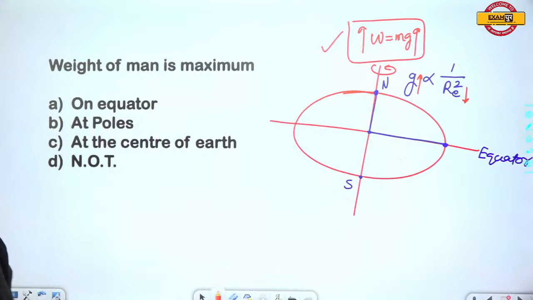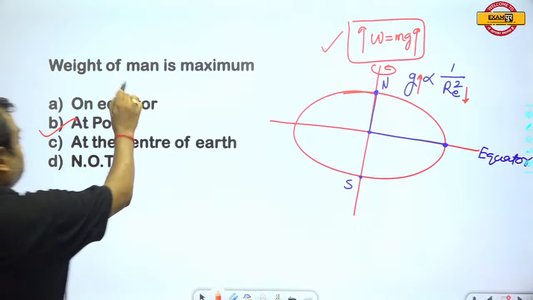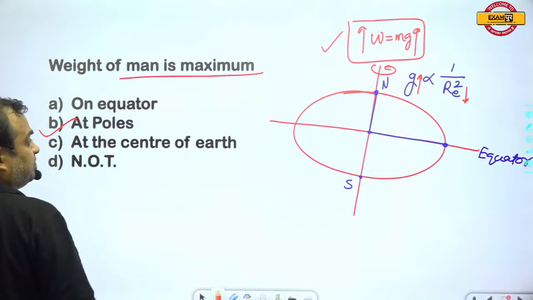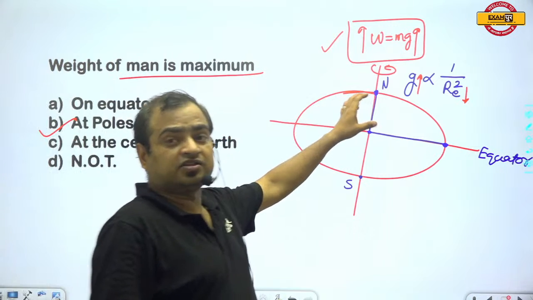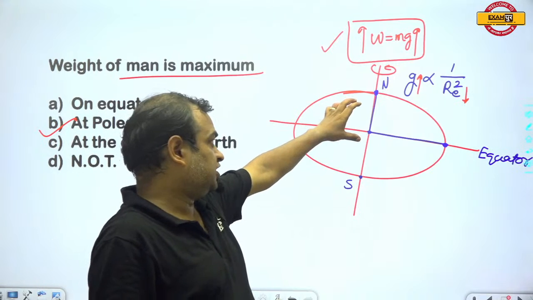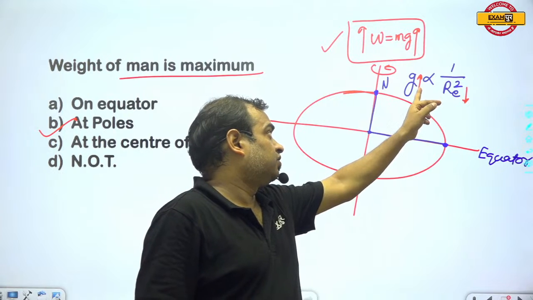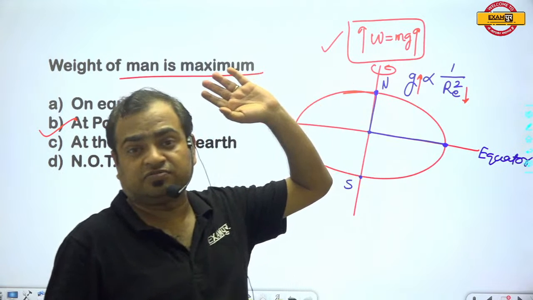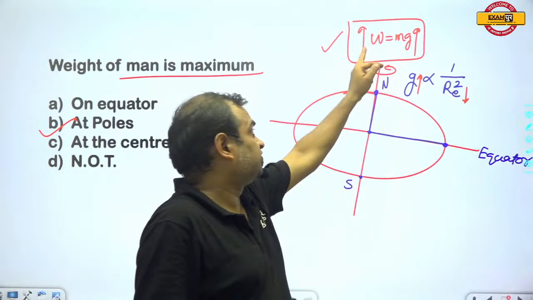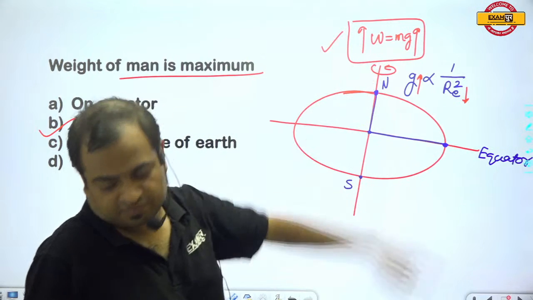So here we can say that the weight of the body will be maximum at poles, because the radius of the earth is minimum at poles. Where the radius of the earth is minimum, gravitational acceleration will be maximum, and hence the weight of the body will also be maximum.